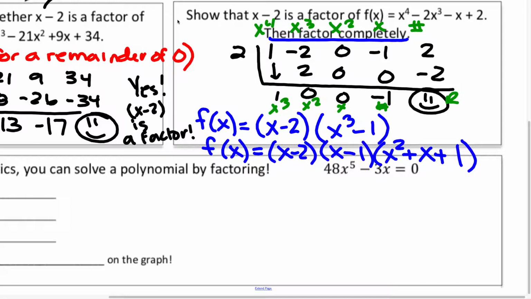Do you have factors of 1 that add to make 1? No, because factors of 1 add to make 2, or negative 2. So if you know that it's always imaginary solutions because your discriminant is always negative, you never have to check to see if you can factor that quadratic. You know it won't factor because it has imaginary answers. So that's completely factored right there.